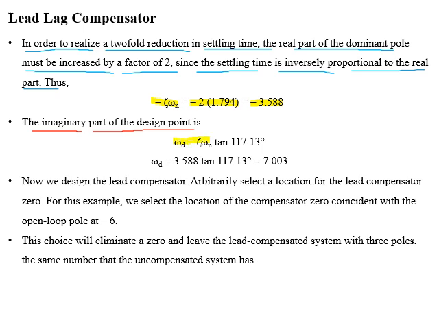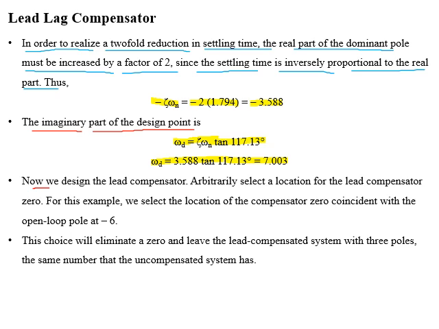Now we know that the compensated system will also have overshoot of 20%, so the new design point will also lie on the line of constant damping ratio. Now making a triangle and using trigonometry, we will find the imaginary part of new design point, which is equal to 3.588 multiplied by tangent of 117.13 degrees, and this will be equal to 7.003.